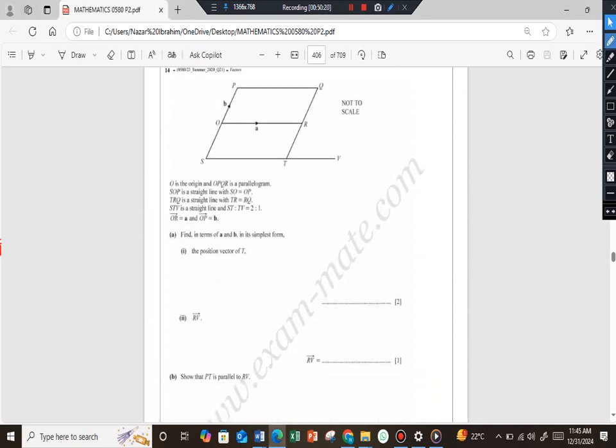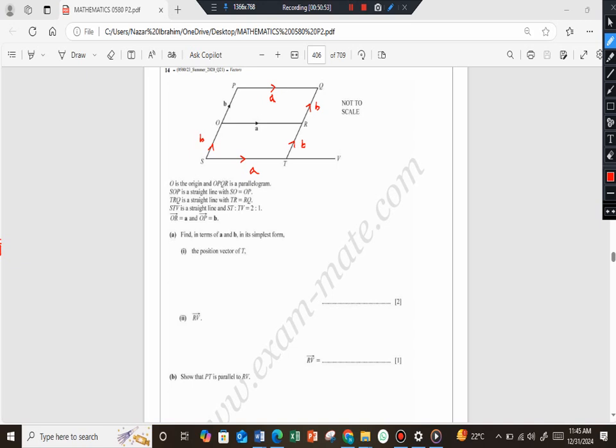Question number 14. In question number 14, we have parallelogram OPQR. Again, these are parallel lines, and equal lines, of course. So using that property, we can say that ST and PQ are the same as OR, which is A. Similarly, OP is B, so SO is also B.